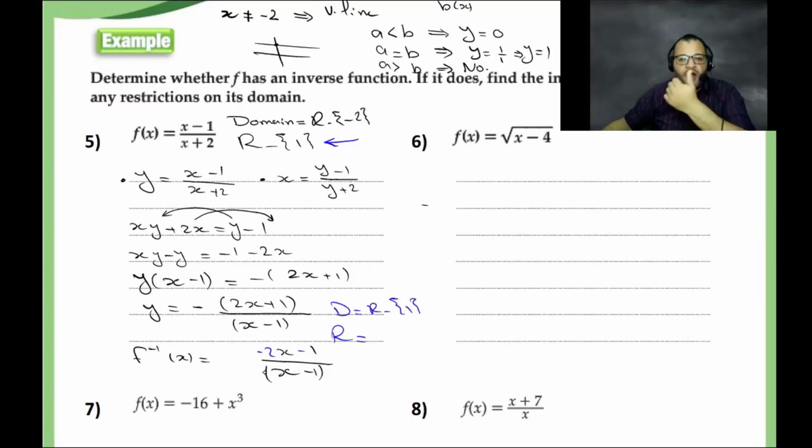Remember how we find the horizontal line. The degree here is 1, and the degree here is 1. The two degrees are equal, so we just take the leading coefficient over the leading coefficient. So the range will be R without negative 2. It was the domain.